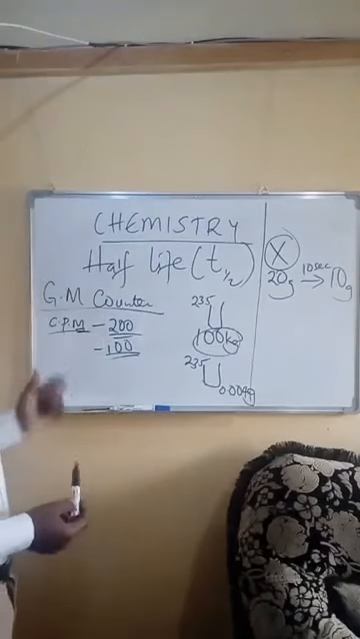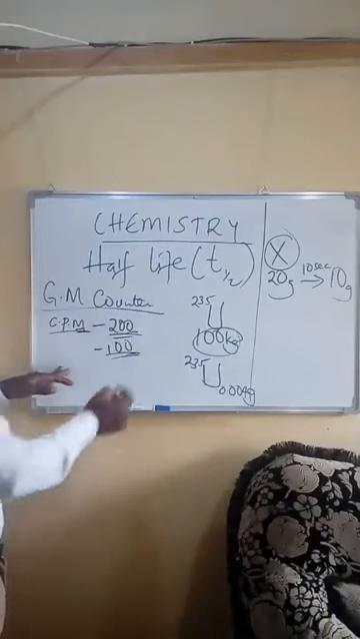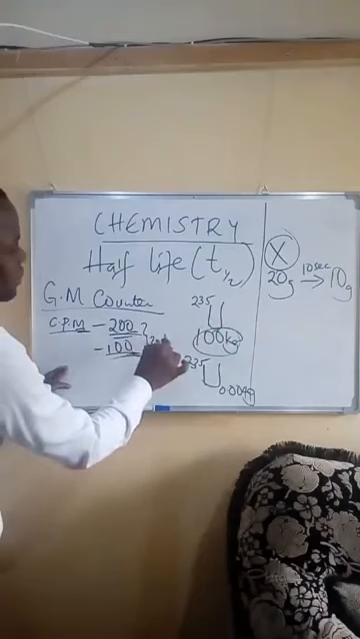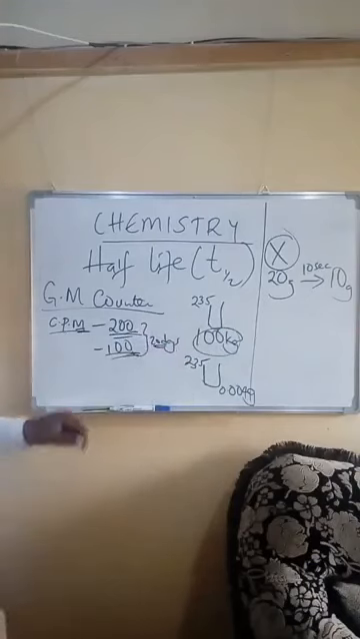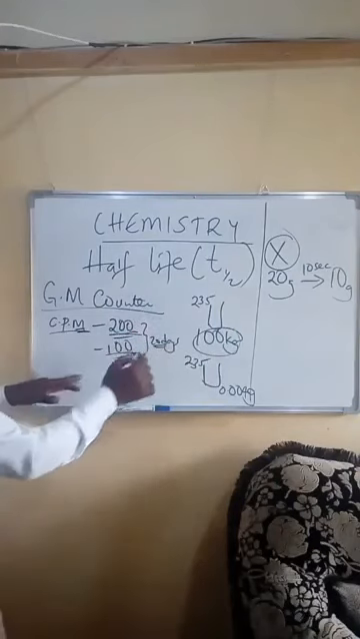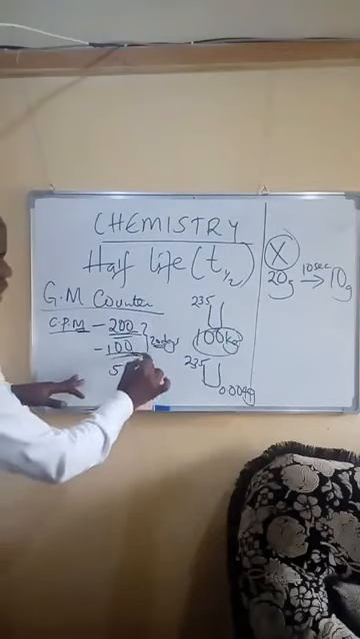So the time taken for the activity to reduce from 200 to 100 is a half-life. And this could be, for example, 20 days, if that is the half-life. If the half-life is 20 days for uranium, then it would take another 20 days for the count rate to reduce to 50. This would be 20 days.